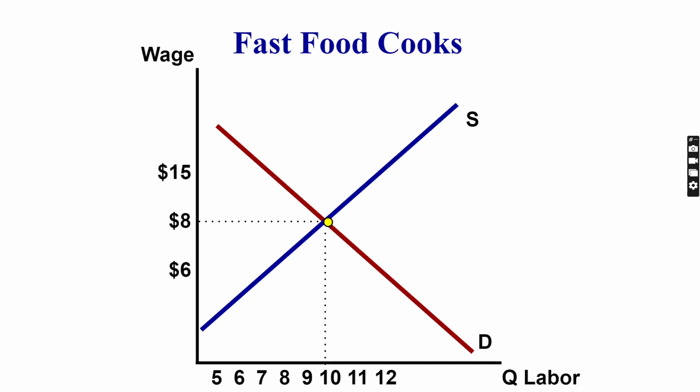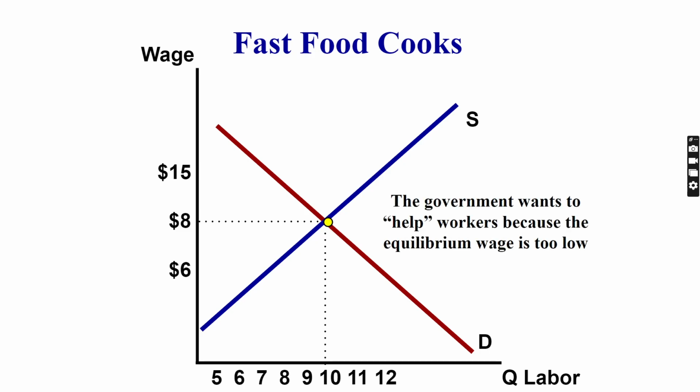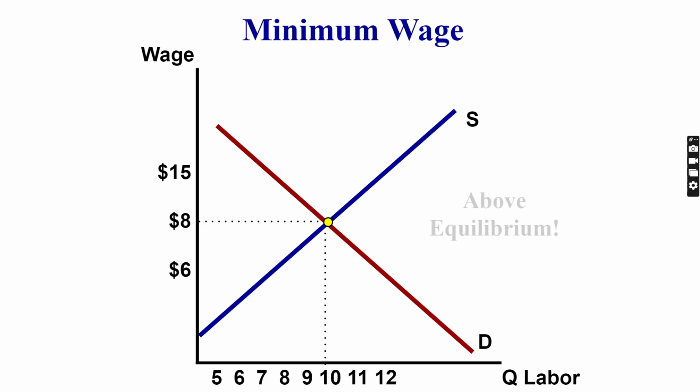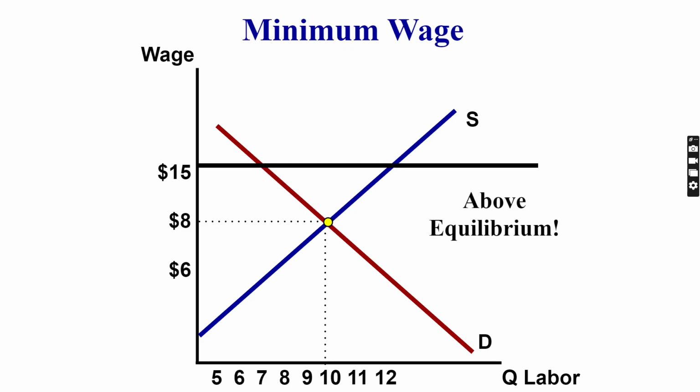If the government looks at this market and says, well, this is a perfectly competitive market, but we want to help workers, we want to make sure that they're getting paid more, we're going to raise the minimum wage to $15 an hour, because they think that the perfectly competitive equilibrium wage rate is too low. So they're going to slap on what is called a wage floor. This is exactly like a price floor, and it's going to be placed above the market equilibrium. So here would be the price floor, or the wage floor in this case.